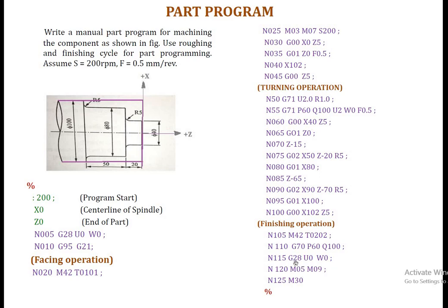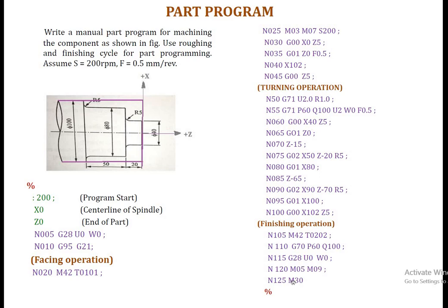Next line is G28 U0 W0. After completion of the finishing operation, we have used G28, which indicates the cutting tool returns to its home position, that is U0 and W0. Next line N120 M05, that is spindle off. M09, that is coolant off. Next N125 M30, that is the end of this program.